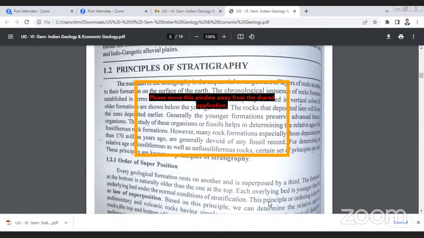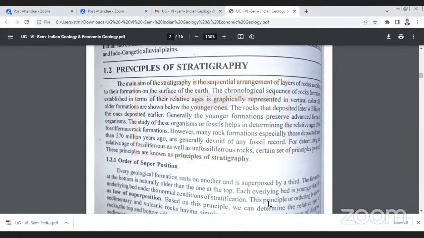So that the youngest will be forming. Otherwise, they are going to be formed. The first phase is occupied by the older one, and the second phase, while we are coming towards the top side, these are occupied or formed by the younger ones. So this position is known as the order of superposition, or the law of superposition, also we call.